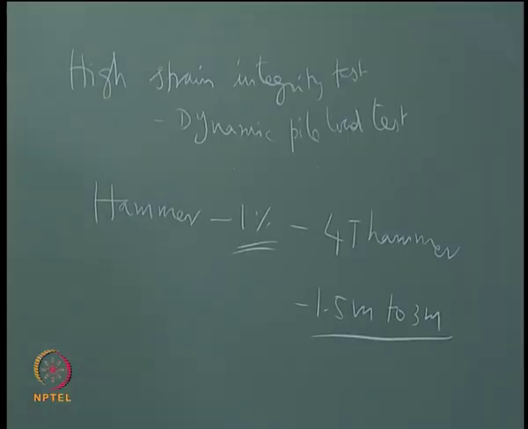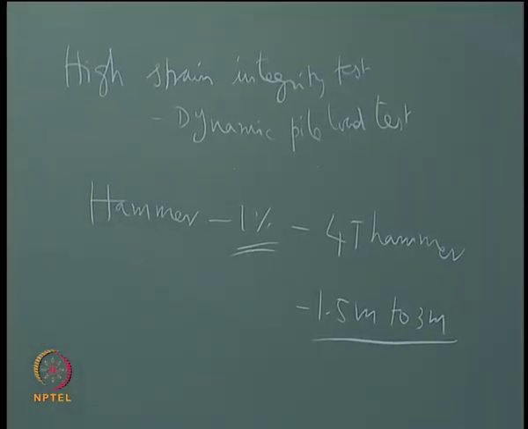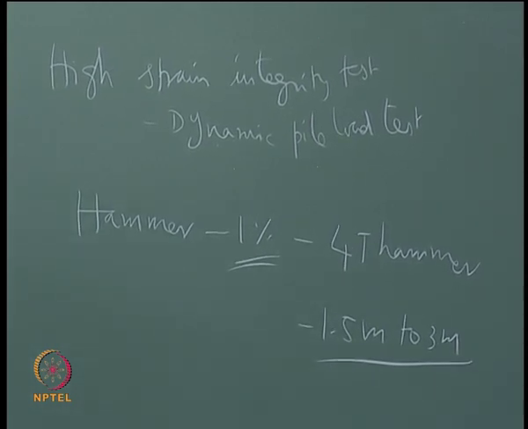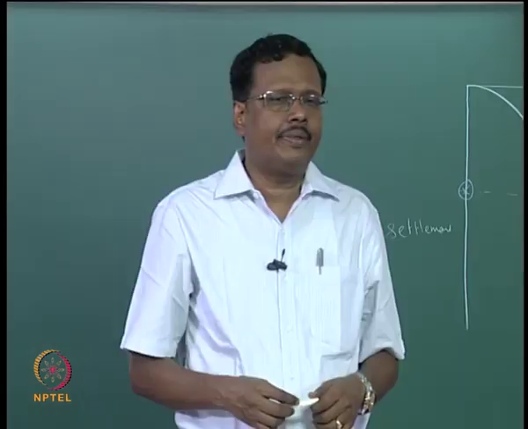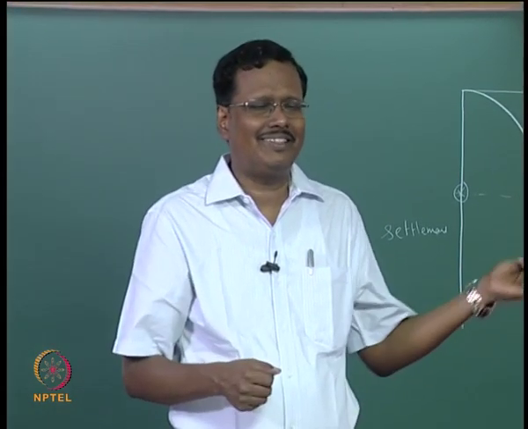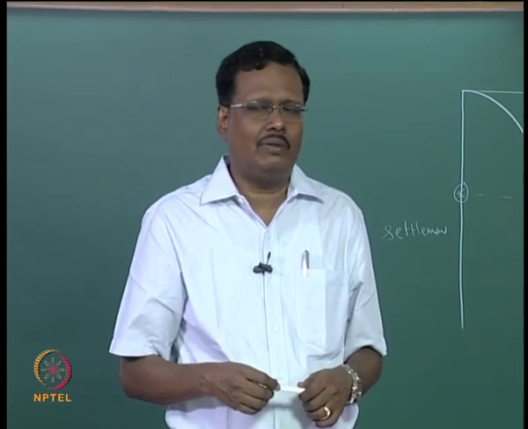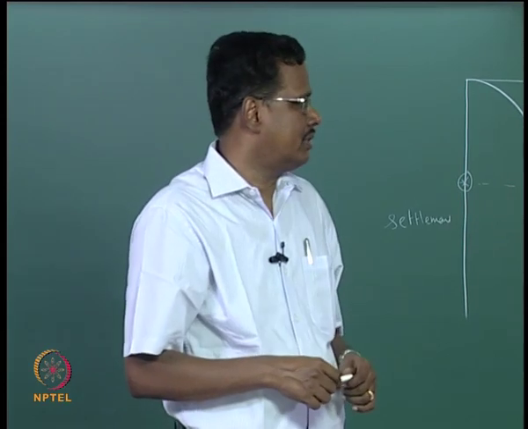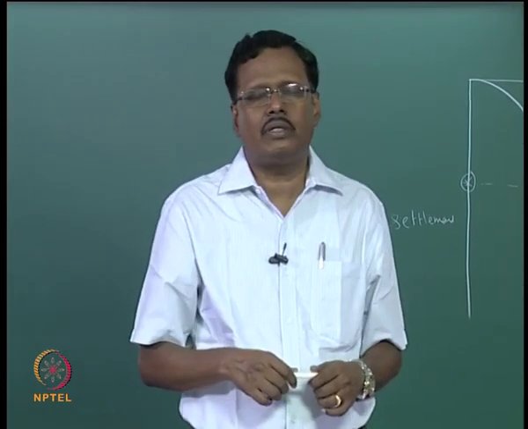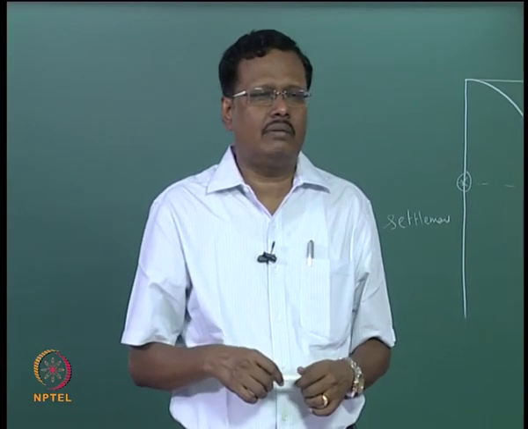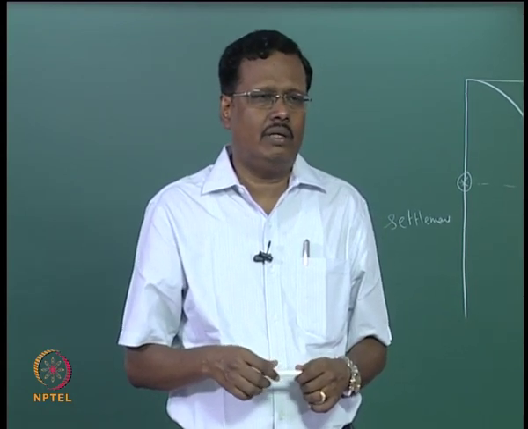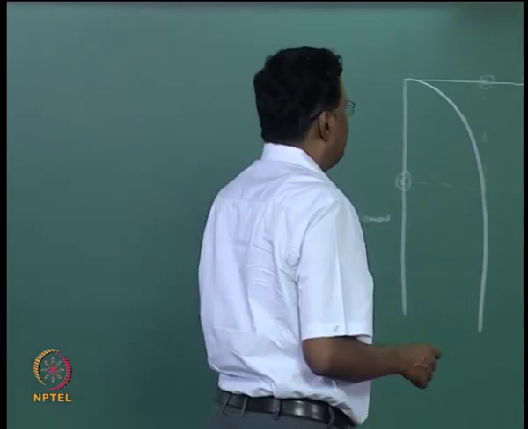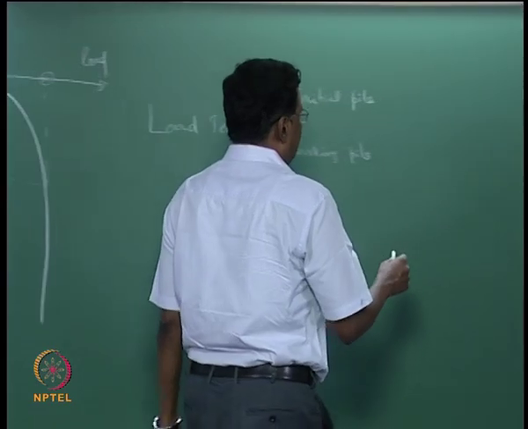It's clear now. The low strain integrity test which we discussed in the last class, you use a hammer and tap it. Here it is a heavy hammer which is 4 ton. You cannot lift 4 ton by hand. You need a separate rig to test it, to lower it with a drop of 1.5 to 3 meter. Then measure the record. Based on the record, you can get the pile load capacity. Okay.